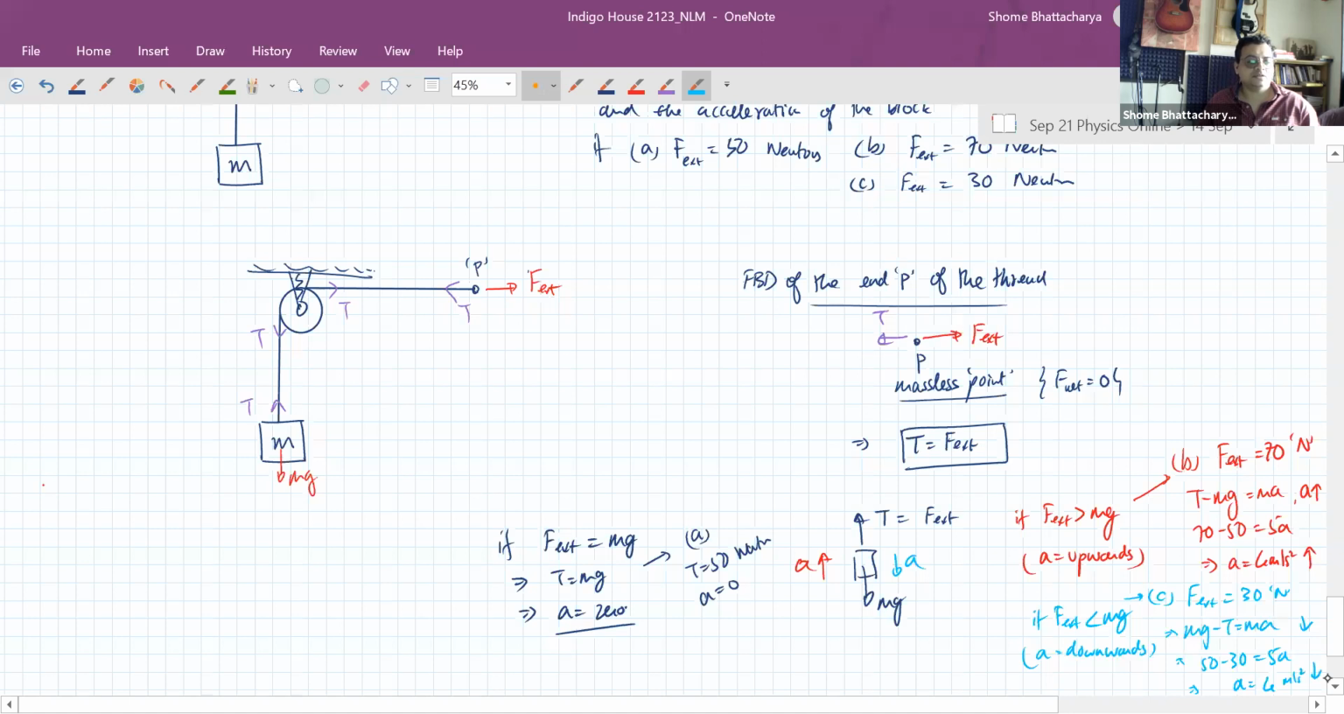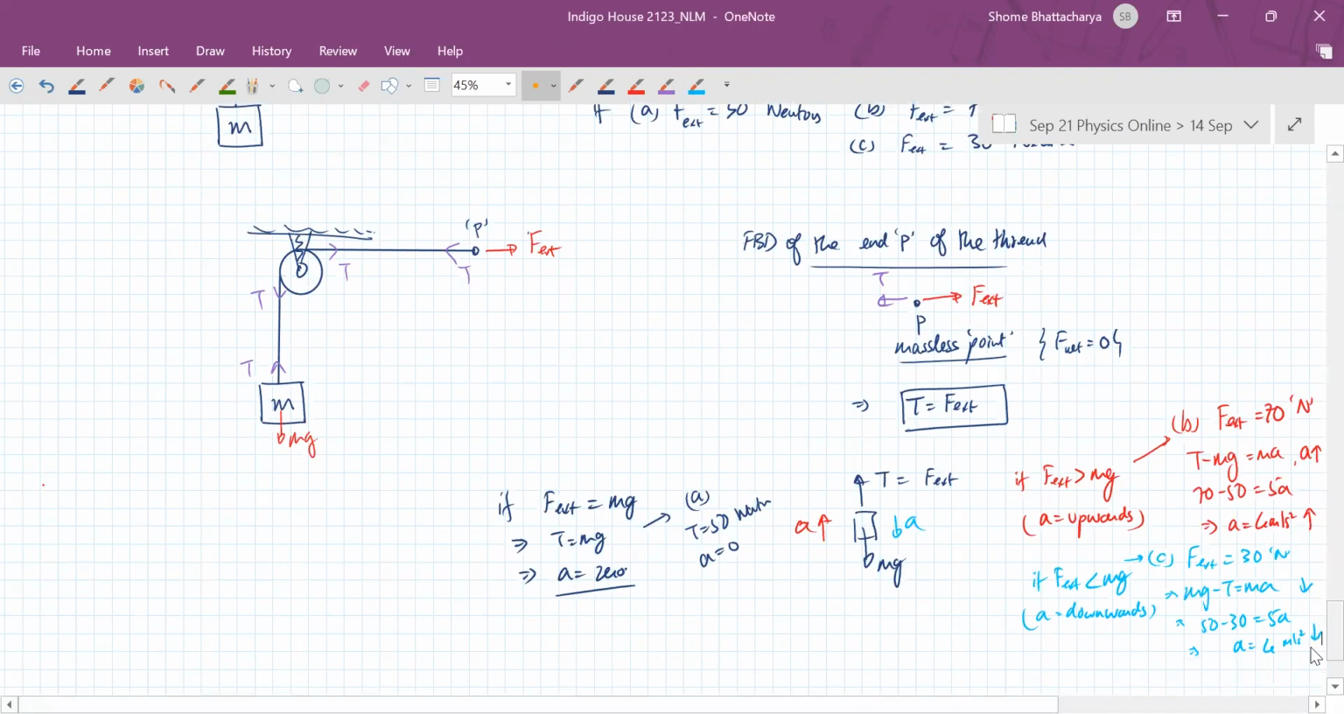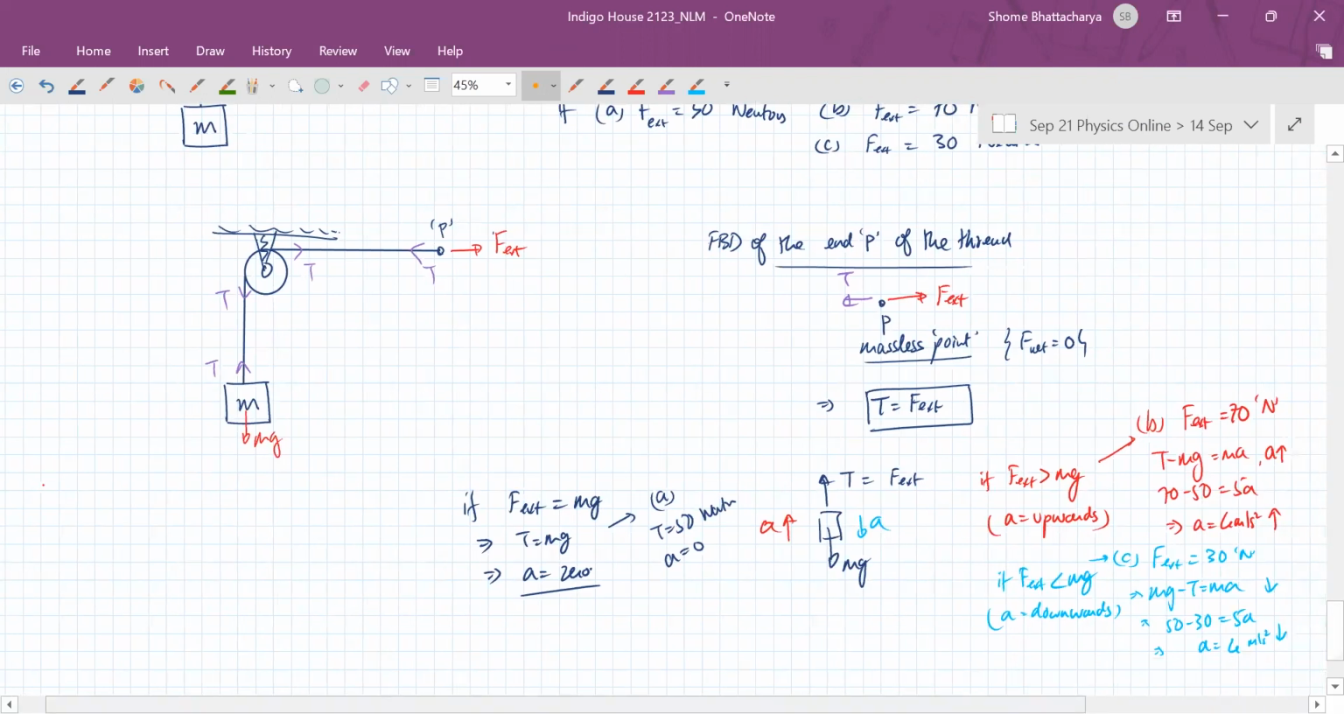The block will have a downward acceleration of 4 meters per second square. So this is an example of a typical kind of system where we are making use of a pulley. In a practical situation, the advantage of using the pulley is that we can use a horizontal force to ultimately pull a block upwards, or even to gradually let it go down, but with an acceleration less than g.